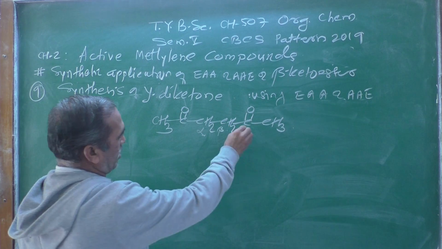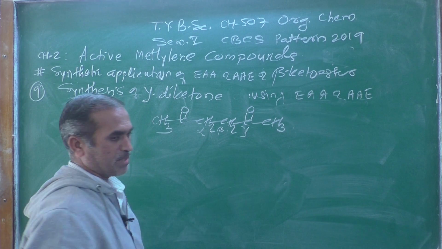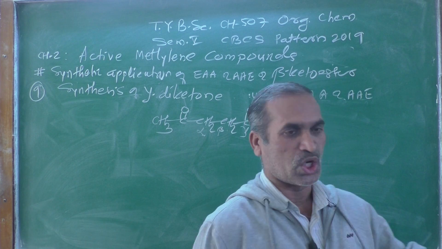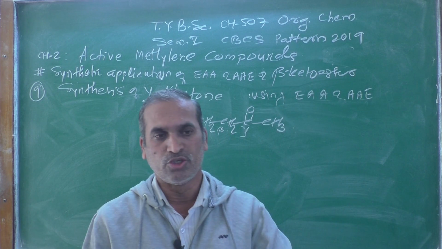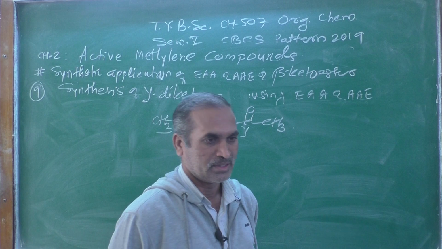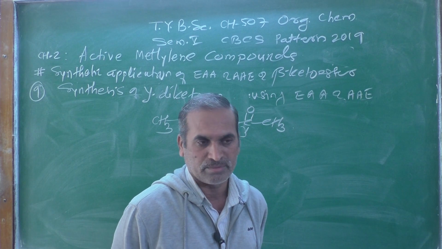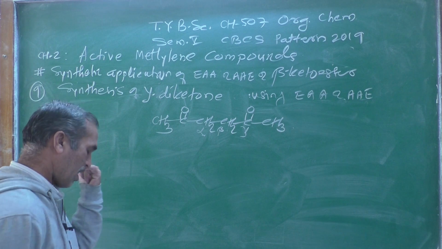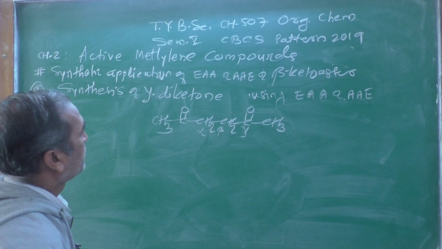This one is a beta, and this one is called gamma, delta, omega, epsilon, and so on. So this is the usual way of numbering those carbon atoms adjacent to the carbonyl group, or halide group, or amine group, you can call it.